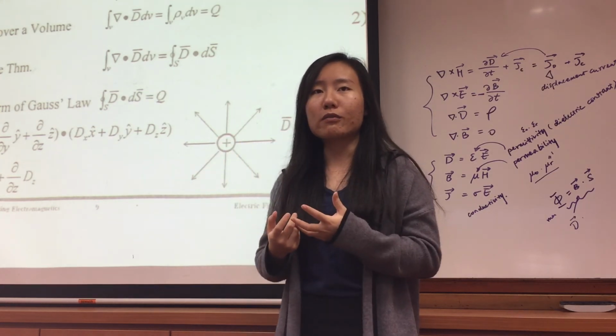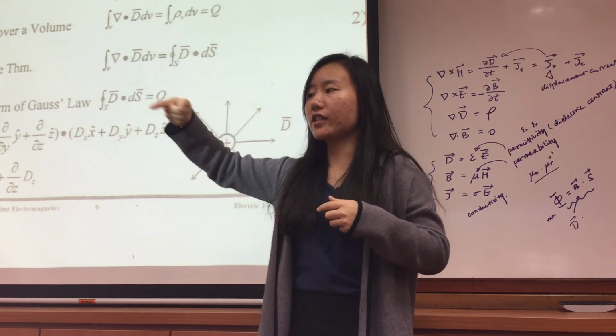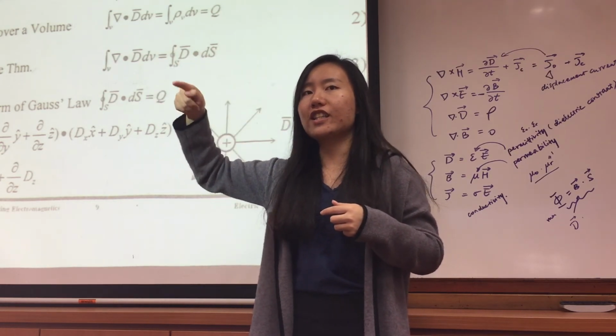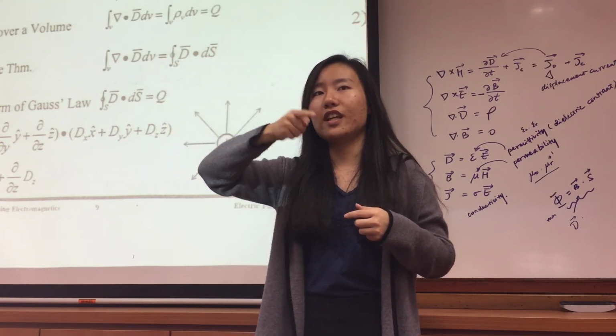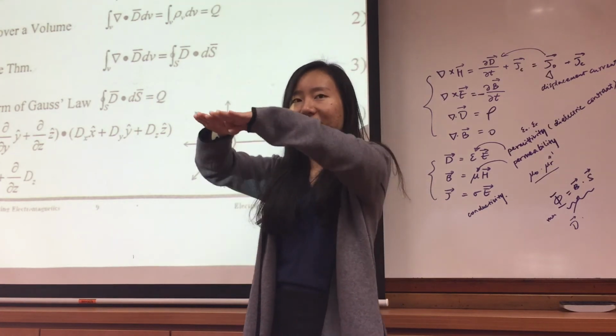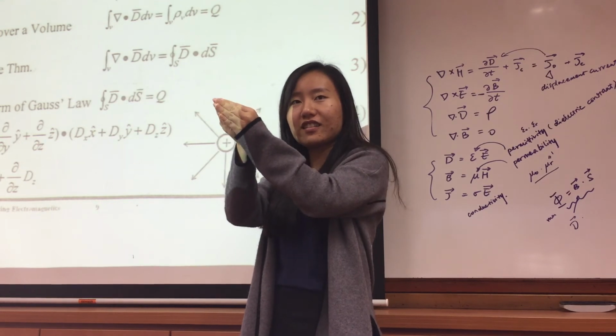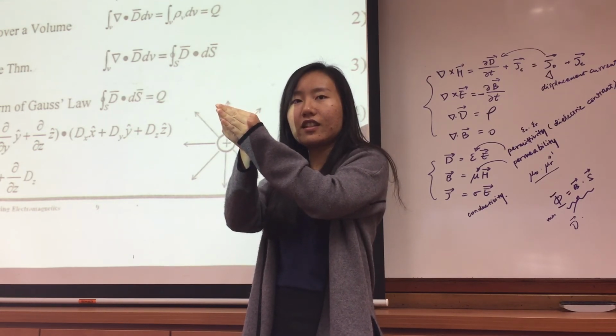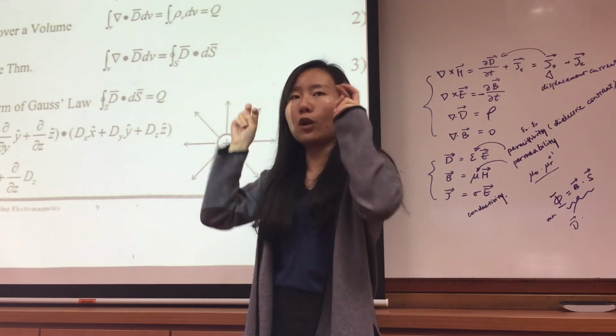About the Stokes theorem. The Stokes theorem has a closed loop, and the surface inside the loop. That is also a closed surface, but that surface is something like this. It isn't like this. These are the 2 kinds of closed.